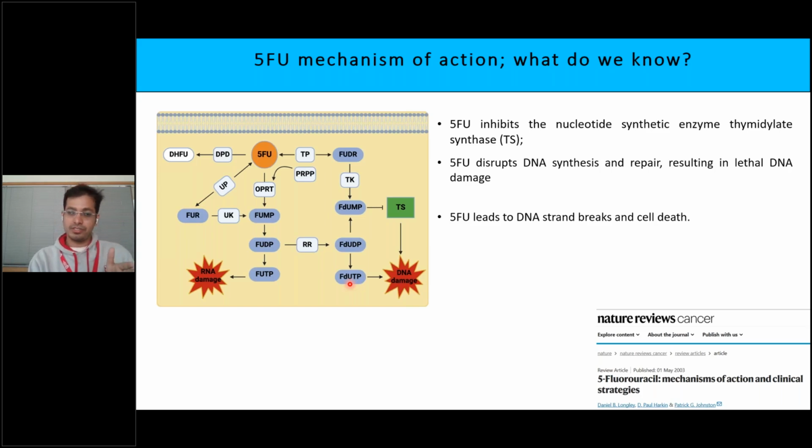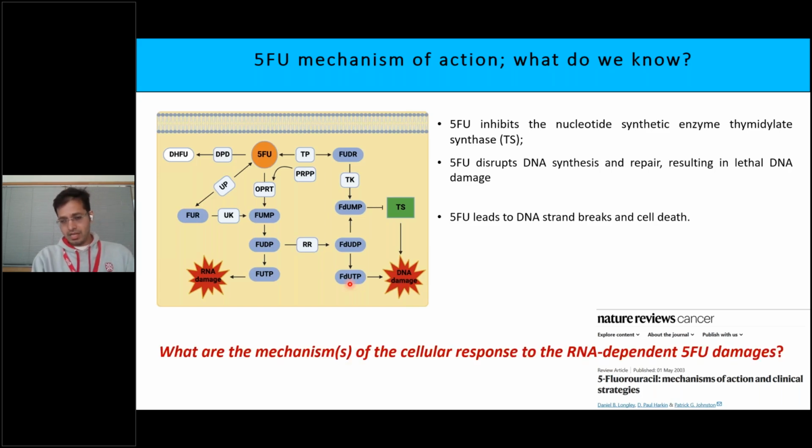But most of the research has been focused only on the DNA-damaging arm rather than the RNA-damaging arm. So we posed the question: what is the mechanism of cellular response to the RNA-dependent 5-FU damage, and mostly 5-FU resistance? The mechanism of why 5-FU shows resistance is mostly focused on the DNA-damaging part. So we were interested to see whether the RNA-damaging part has any consequence on building anti-cancer drug resistance in cancer cells or not.